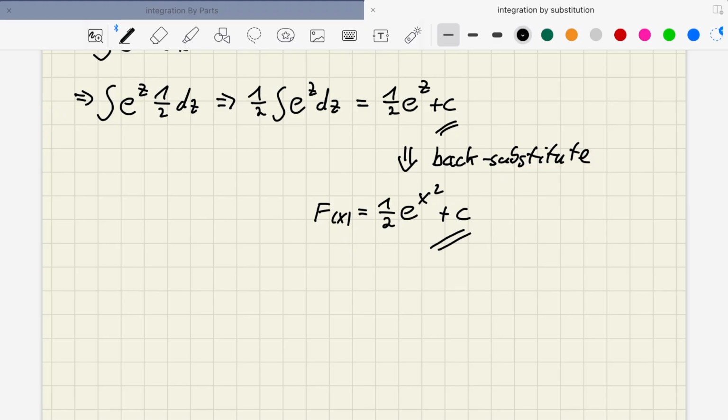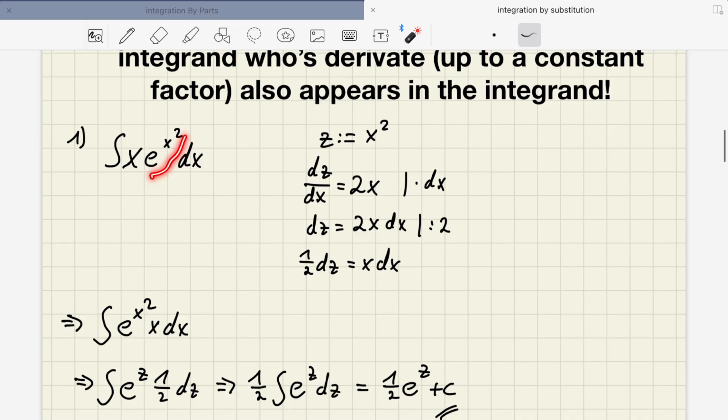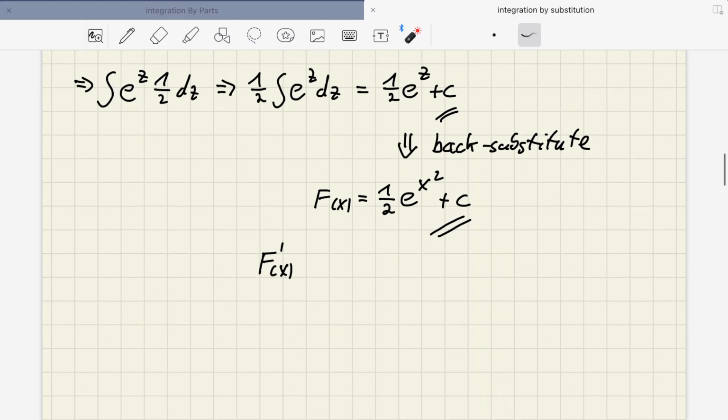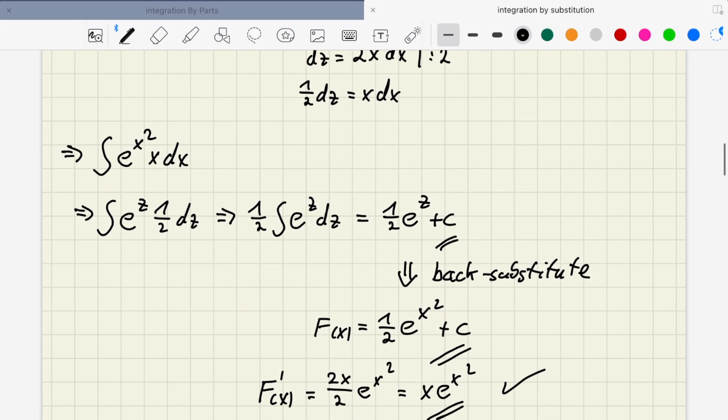We can do a test. If we differentiate this function, we should get the integrand. So we do that to see if everything works out right. We have 2x divided by 2 times e to the power of x squared, which is equal to x e to the power of x squared. So our integration was successful.